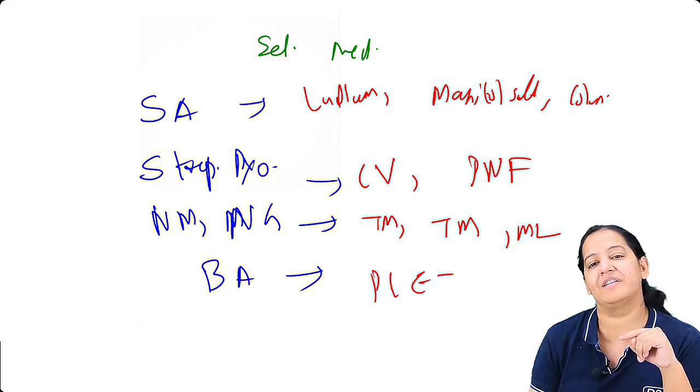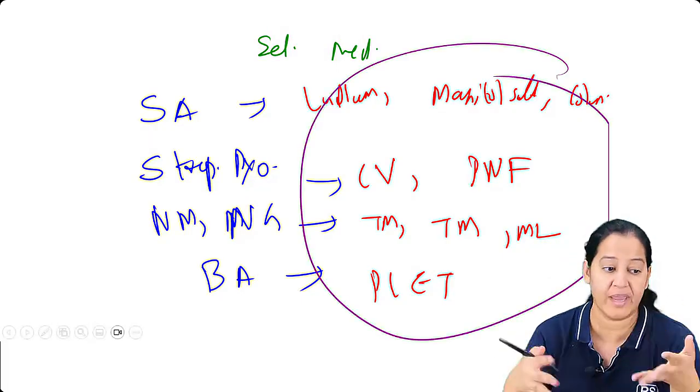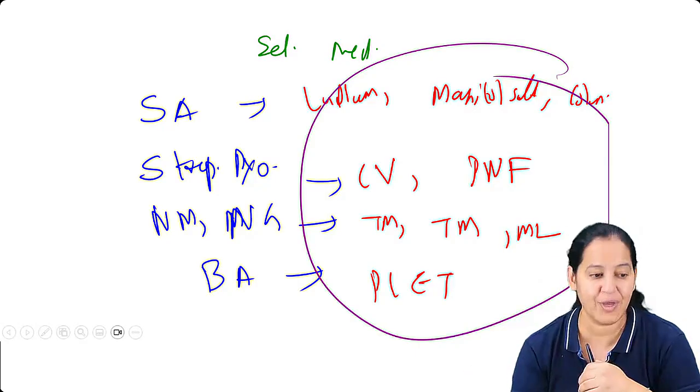I am telling you PLET. Now whether to learn the composition or not is your choice. I have told you, better to learn. If you can afford to learn, don't take a chance. But if you can't learn, it's okay. At least learn the name. Name तो याद करो. ठीक है?